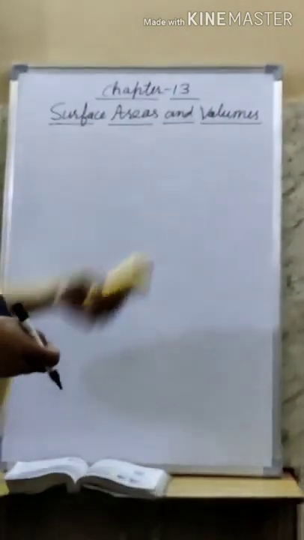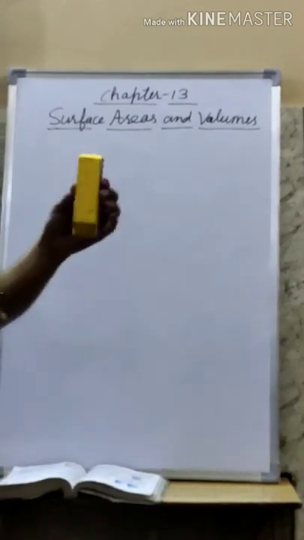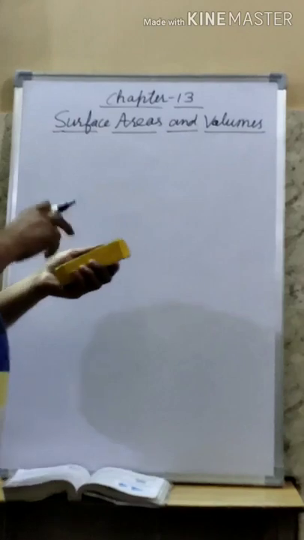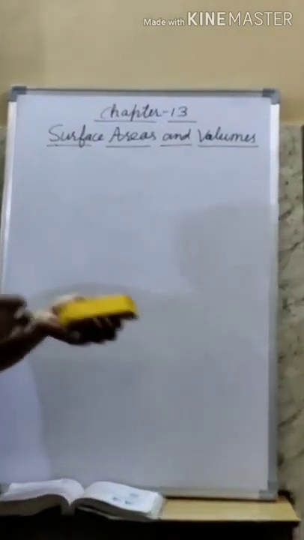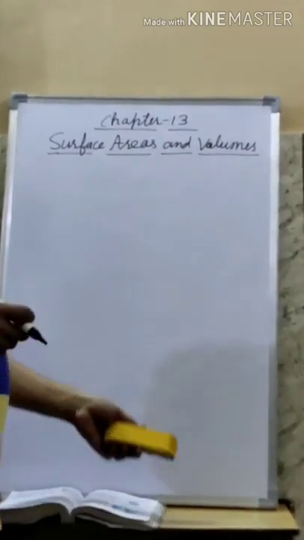And volume, what is the volume of wooden duster? We have to find out how much space it occupies, that is called volume.